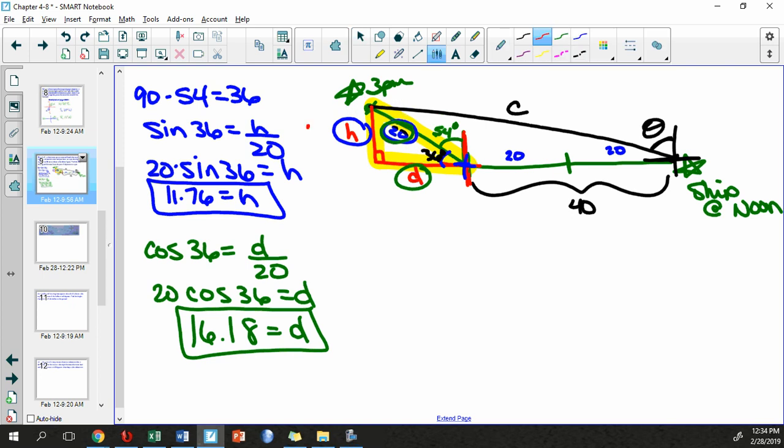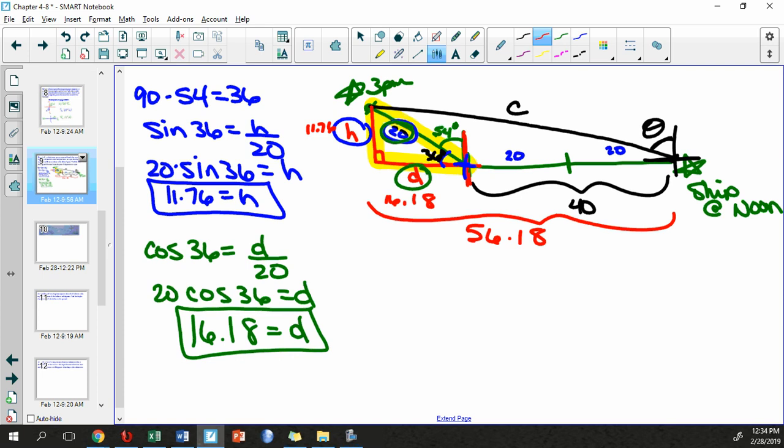Okay, so this is going to be 11.76. This is going to be 16.18. So what is the total length of this long triangle now? The parts added together equal the whole. So this part is 16.18 and this part is 40. So what does that totally give me? Very good.